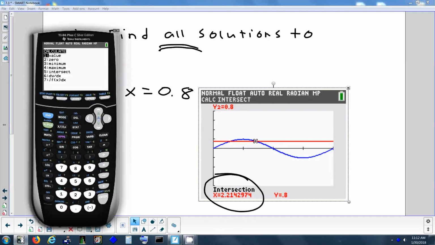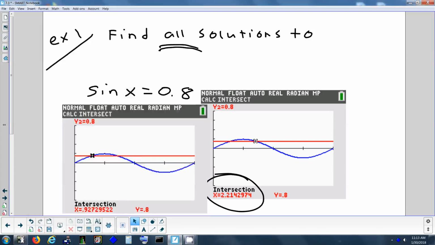And now when I do the other one, I have to be a little bit more precise. I have to move my cursor closer to the one that I want. And it gives me the other one. Okay, so graphically, those are the two solutions.